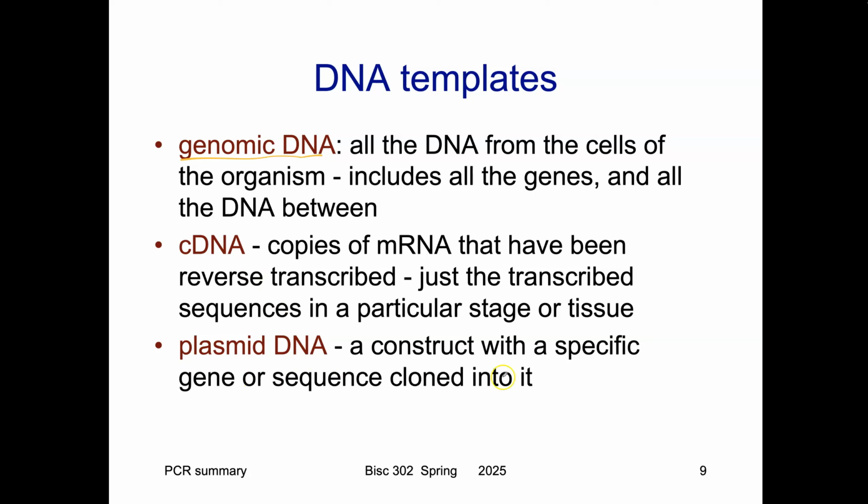And then if we have actually cloned a gene into a plasmid, this is a circular piece of DNA from a bacteria. We might have already engineered something that has the gene that we're interested in, but maybe we want to use PCR to make many copies of it and perhaps introduce a change into the gene, something like that.